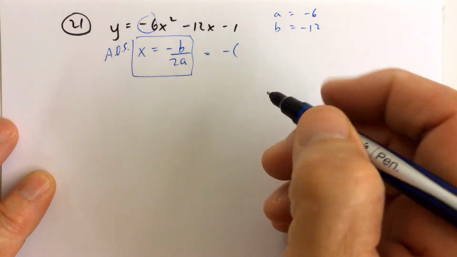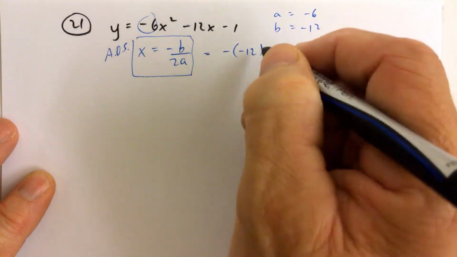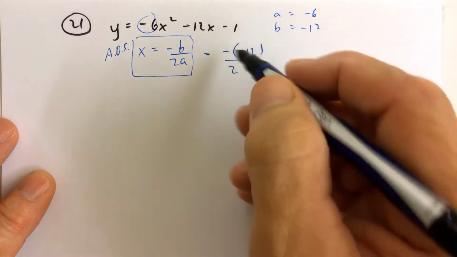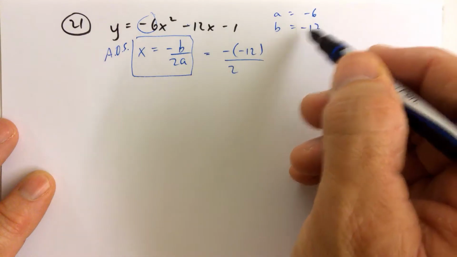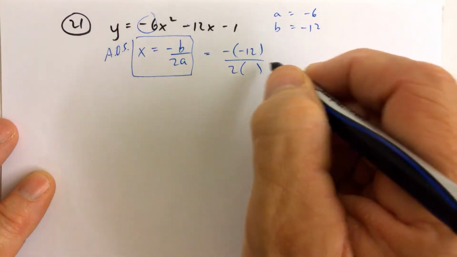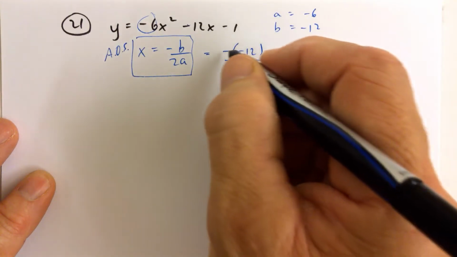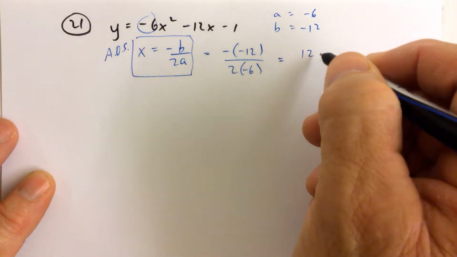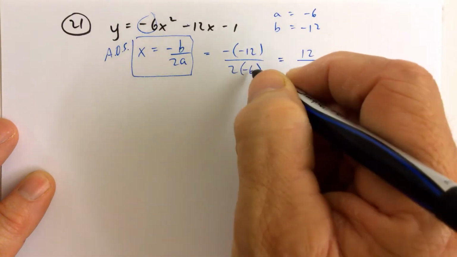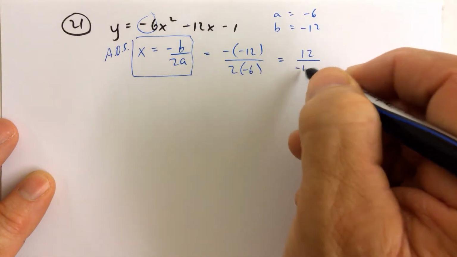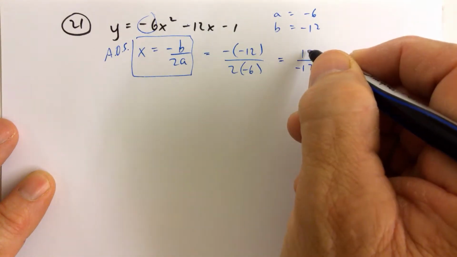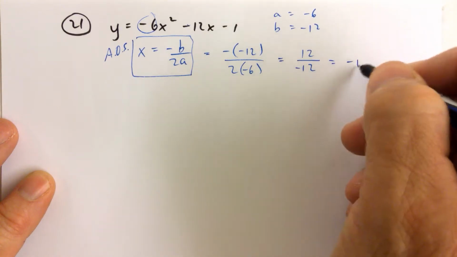So negative b over 2a, make sure you put the minus sign there. Write it out, because trying to do too much in your head sometimes leads to problems. Negative b is negative 12, over 2 times a, and a is negative 6. In the numerator, when you take the opposite of a negative number, you get a positive number. In the denominator, 2 times negative 6 is negative 12. And positive 12 over negative 12 is negative 1.